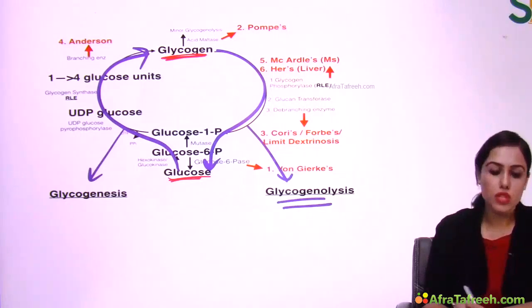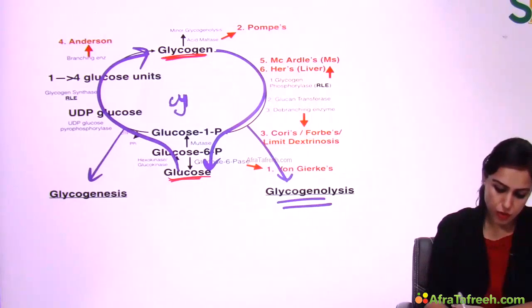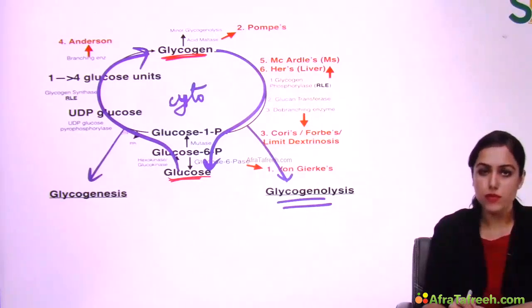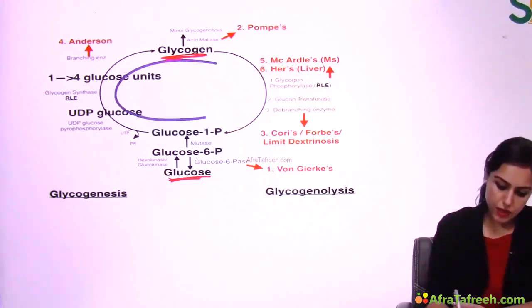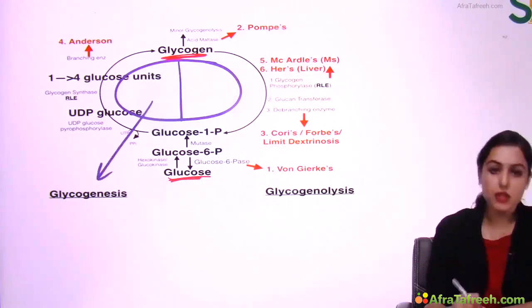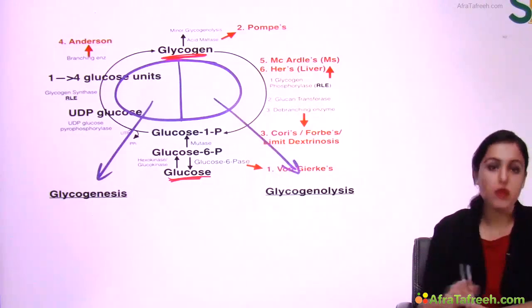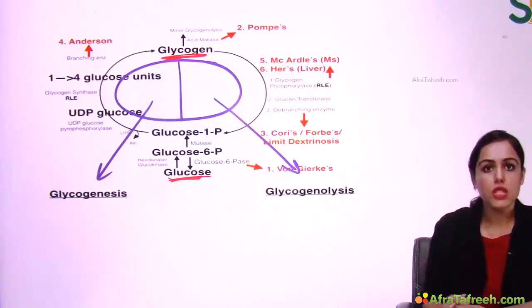I have taken both these on the same page because both these pathways occur in the cytoplasm, right? And also see in this diagram, this is a circle. The left side of the circle is glycogenesis and the right side of the circle is glycogenolysis. So let's get started with glycogen synthesis first.